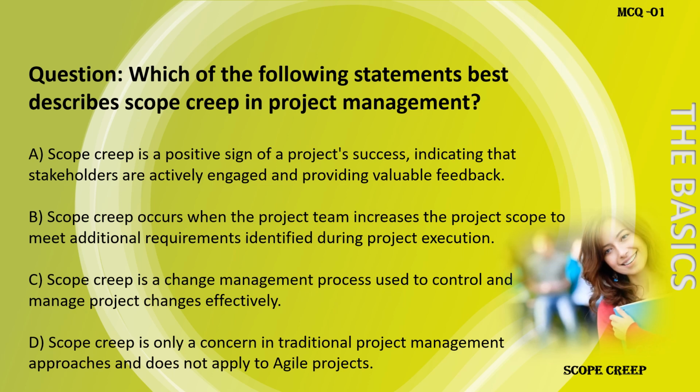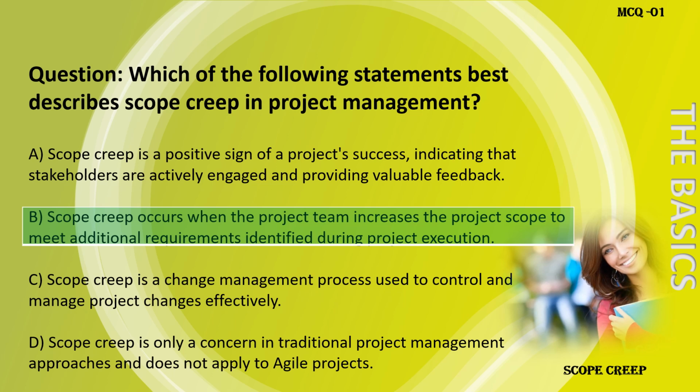execution. C. Scope creep is a change management process used to control and manage project changes effectively. D. Scope creep is only concerned in traditional project management approaches and does not apply to agile projects. Answer for the question number 1 is B. Scope creep occurs when the project team increases the project scope to meet additional requirements identified during the project execution.